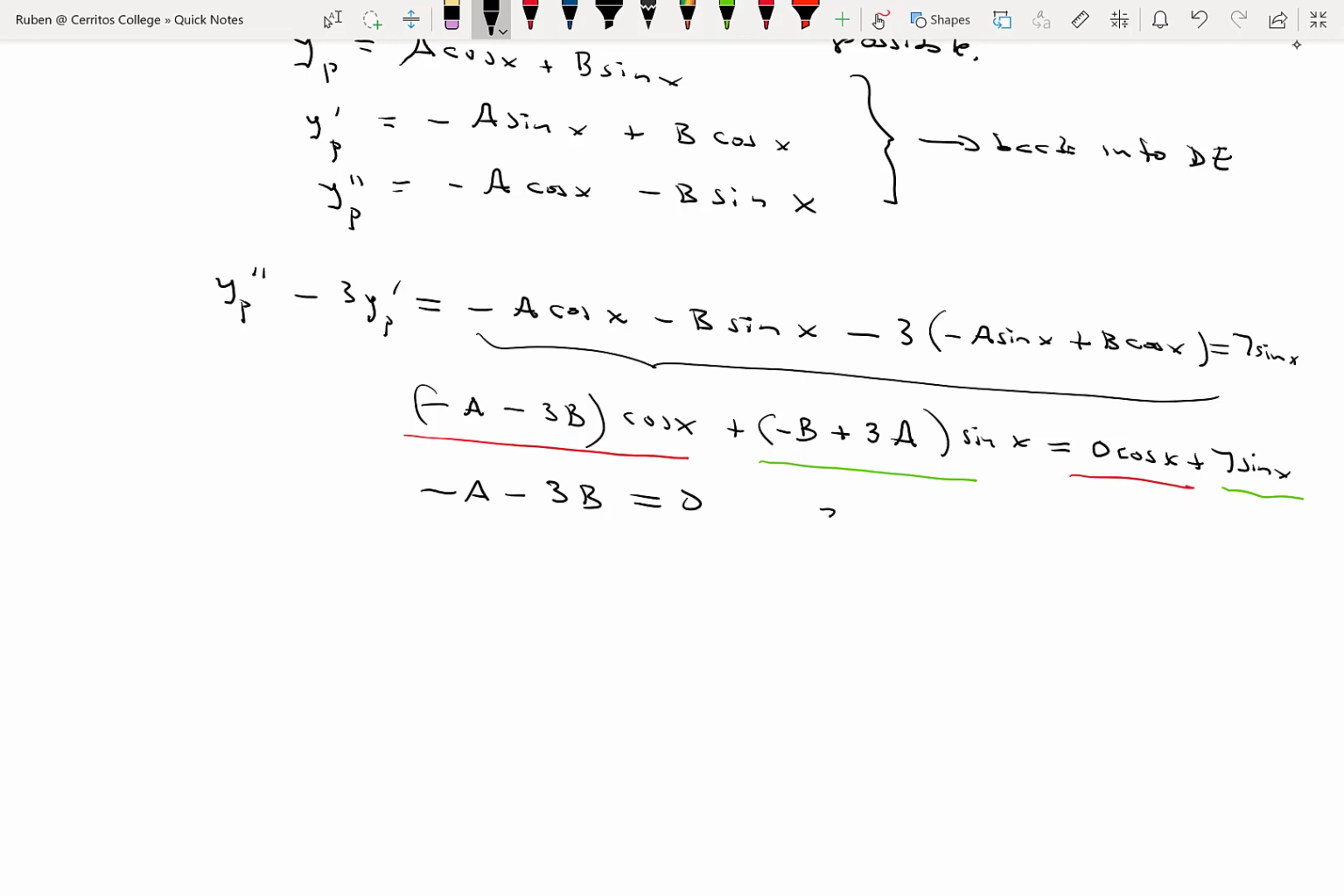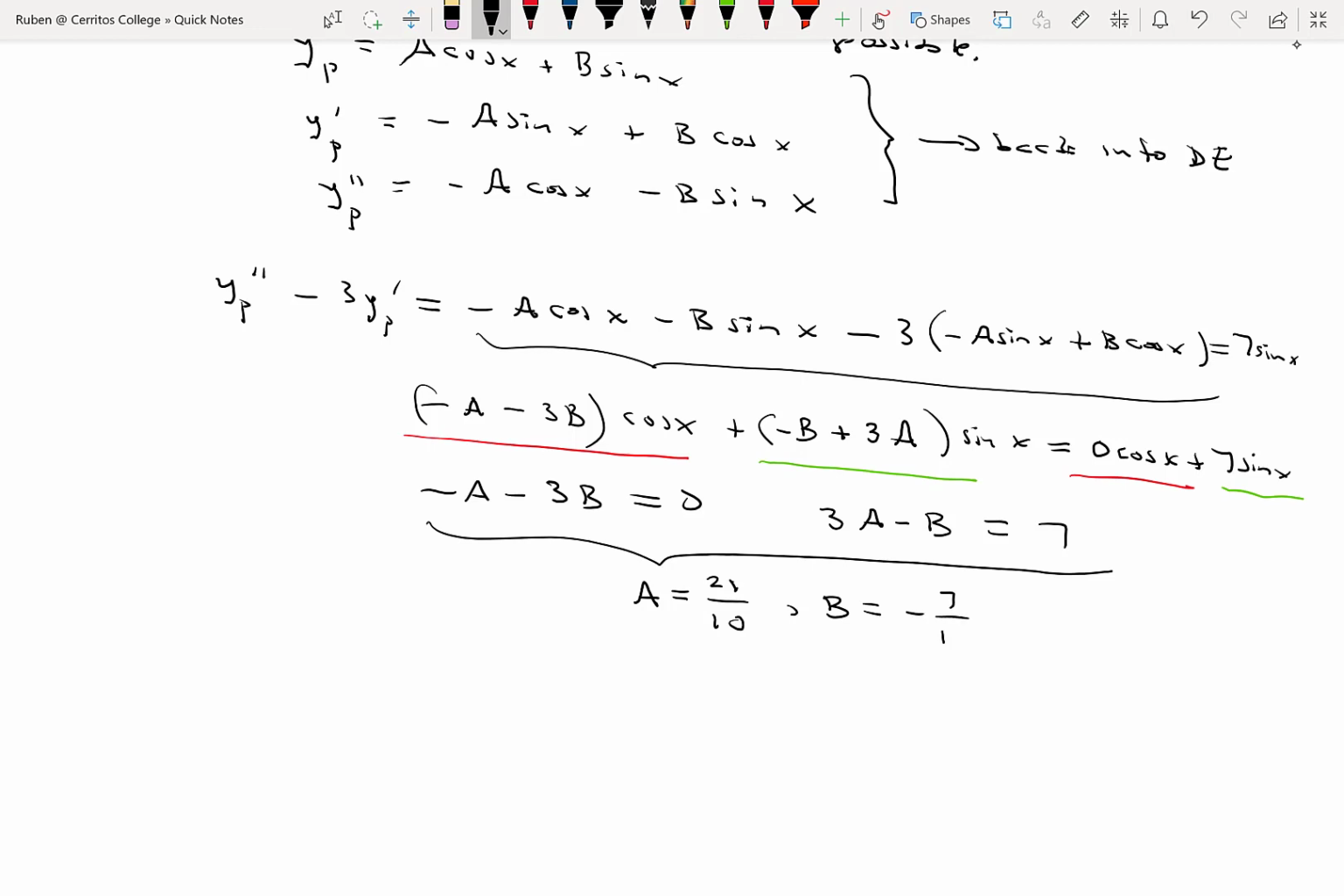I'm going to rewrite that as 3a minus b instead of negative b plus 3a equals 7. We have a system of two equations and two unknowns. I'm not going to solve the system online here. It's a very simple system. I actually verified the solution, so you can sort of trust me on this, or you could solve it if you want. If you don't trust me, I wouldn't blame you.